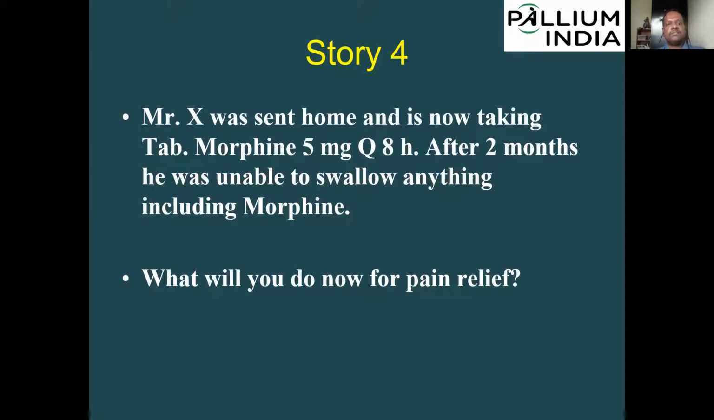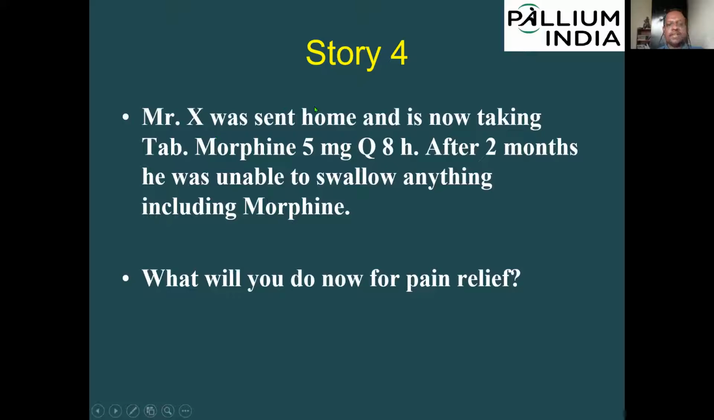So this is story four. Mr. X was sent home and is now taking tab morphine 5 mg 8 hourly. After 2 months, he was unable to swallow anything, including morphine. What will you do now for pain relief? Group number four. Sir, we will change to intravenous morphine, and also we can consider fentanyl transdermal patches. Okay, thank you.